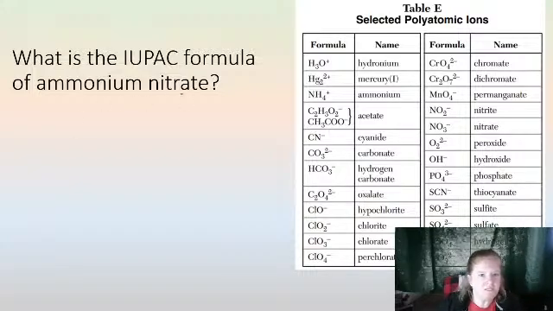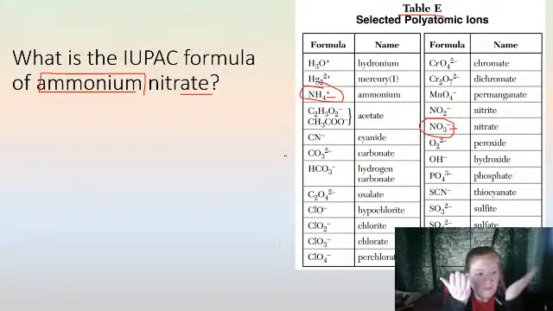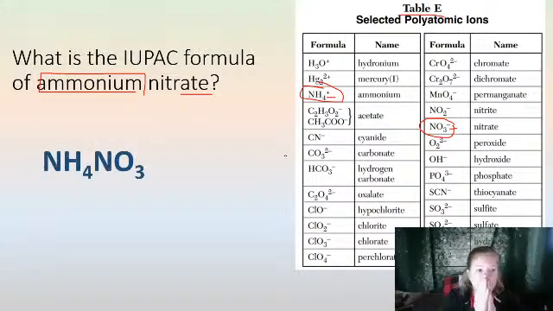Now, here's the beauty. It does not end in IDE. So that means I have to use table E. So there's like a red flag. Ammonium, you look it up, bam, formula. Nitrate, look it up, find it, formula. Now let's look at the charges. Ammonium is +1 and nitrate is -1. So +1 and -1 already balance each other out and give me 0, which I need. So it's just simply this. I just switch the symbols together and I get the formula. Okay.